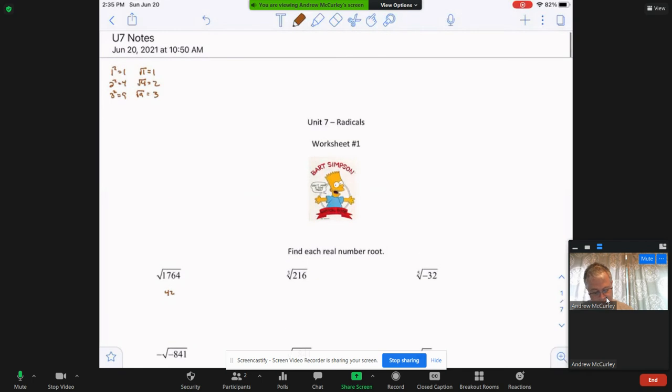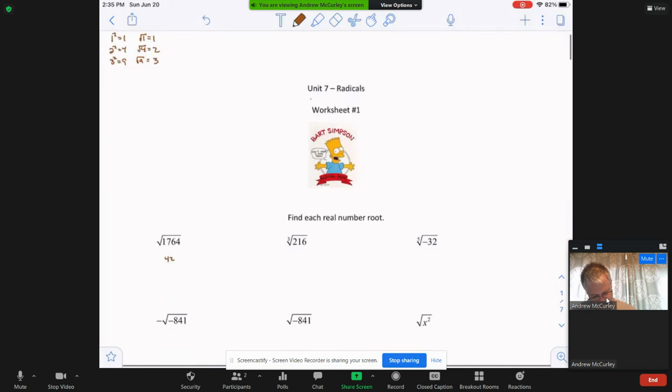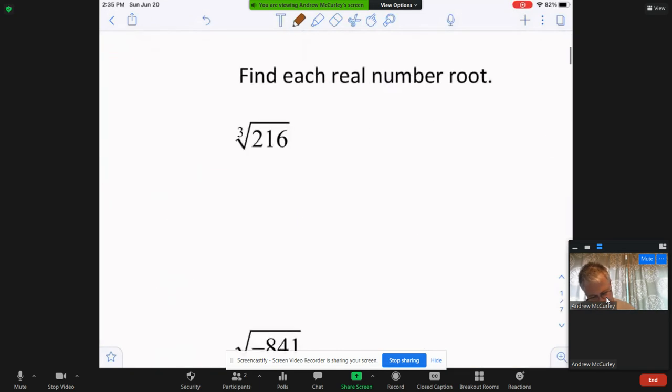Another one you might want to know is some of the cubes. We're going to do cubes as well. We talked about it in the last video, but this is going to be 6 times 6 times 6. That's 216. So the cube root of 216 is 6.